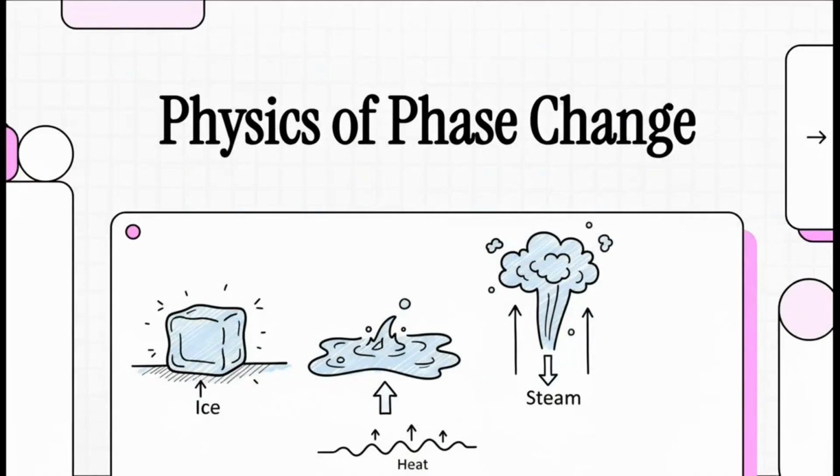Hello and welcome. Today we are going on a really cool journey of transformation. Seriously, we're going to take a simple block of ice and figure out exactly what it takes in terms of physics to turn it all the way into super hot steam. All right, let's dive right in.